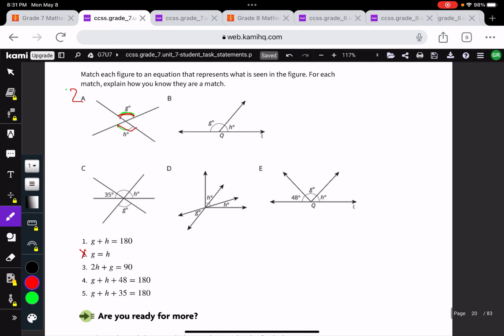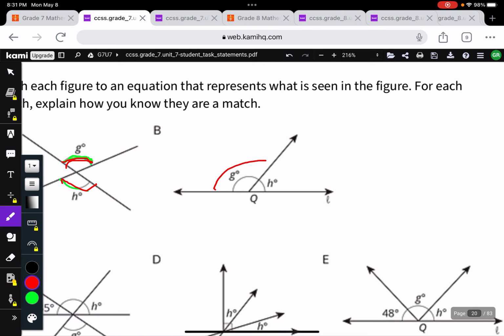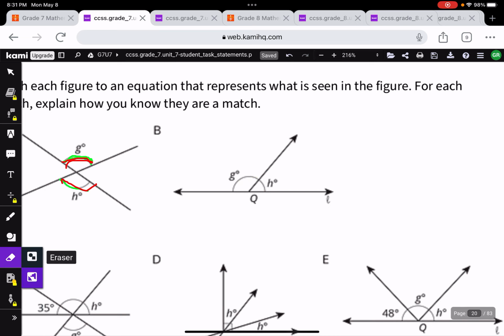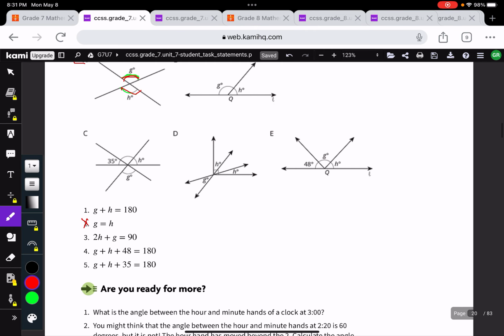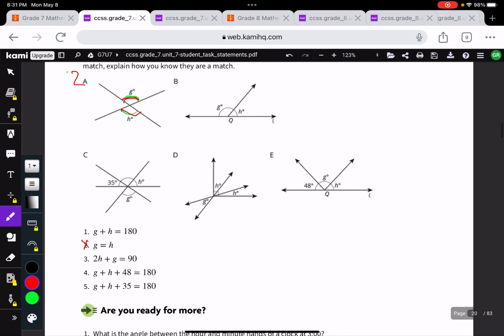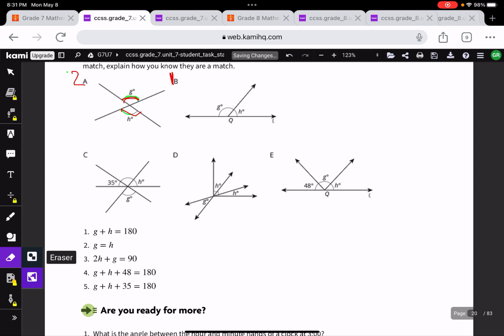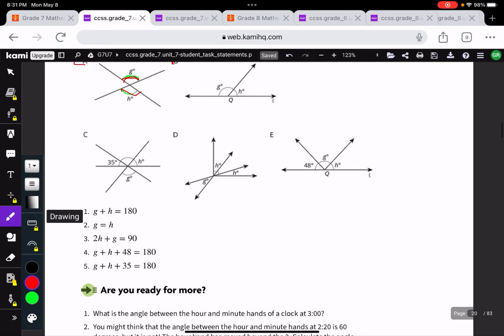For B, I see those are what you call supplementary angles. They form a straight line. This one plus this one make a straight line. That plus that. That means a straight line is 180 degrees. So G plus H equals 180. So that goes with number 1. Again, I'm not going to cross them off because maybe we're going to use more than one once.